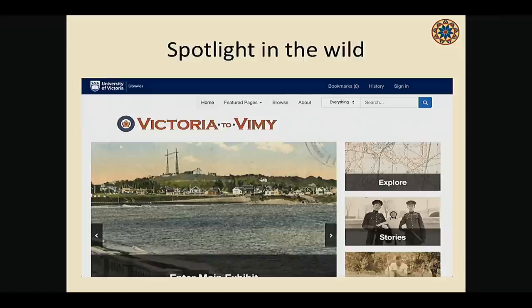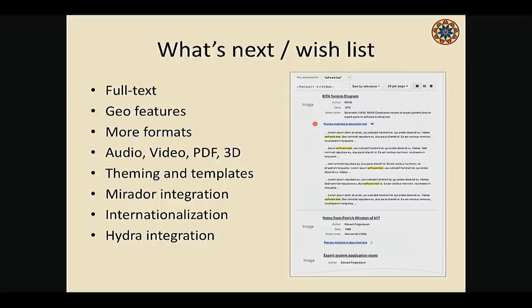So what's next, or what's on the wish list? There are a handful of features that aren't quite there yet that we'd love to build ourselves, or we'd love to see other members of the community who are interested in adopting this build. So full text, well, there is actually full text support in one of our exhibits, but full text with hit highlighting is something that, if you have full text collections, is kind of an obvious desire. Additional geo features like geolocating an item on a map in the results page or the Google Maps integration. So more formats. Right now, Spotlight has been optimized for images, but of course we have audio, video, PDFs, 3D representations, other kinds of formats. So we really want to extend the platform to be very supportive of other formats.